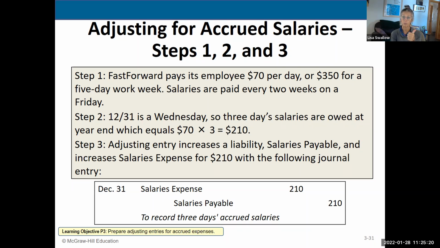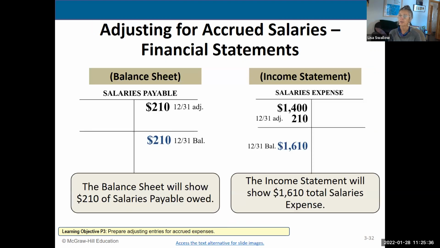So I have to hit my wage expense account or my salary expense account. And then I have to record a payable. And remember, a payable is always a liability. So I make that journal entry and then I post it. My balance sheet shows $210 of liability. I owe that to my employee. That's accurate. And my P&L shows 3 days of salary expense in December for the amount I'm going to pay her next week.